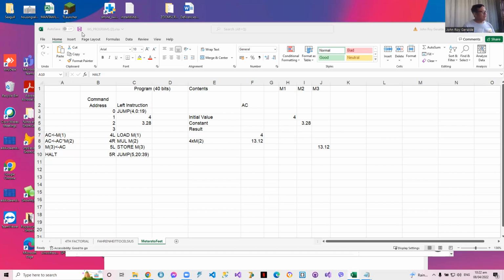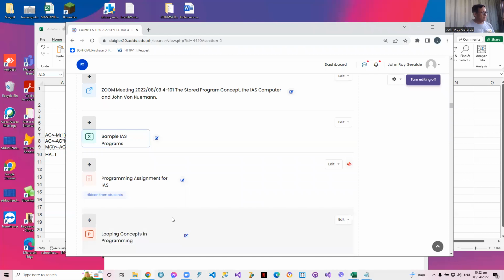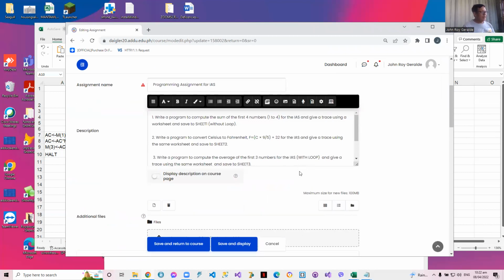So I will show you your next assignment, but it's not yet due. This is it, okay? We will have difficulty with looping. I will give this formally on Tuesday. Write a program to compute the sum of the first 4 numbers. Oh, we know this already, right? For the IAS and store it to sheet 1.